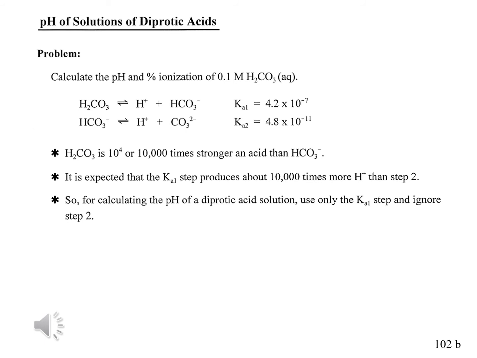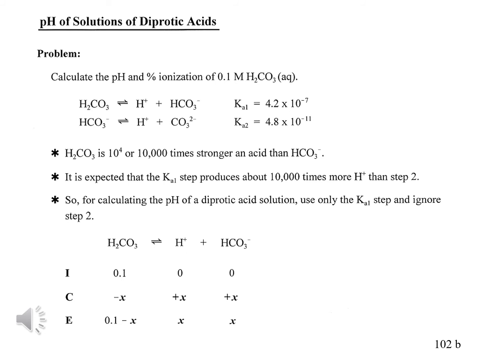That means that you can just ignore the contribution of step 2 because it's not enough H's to change the pH significantly. So the rule I want you to remember is that when you're calculating the pH of a diprotic acid, you just forget that the second step is even there. You only use the first step and you do an ordinary weak acid problem like we just did with acetic acid.